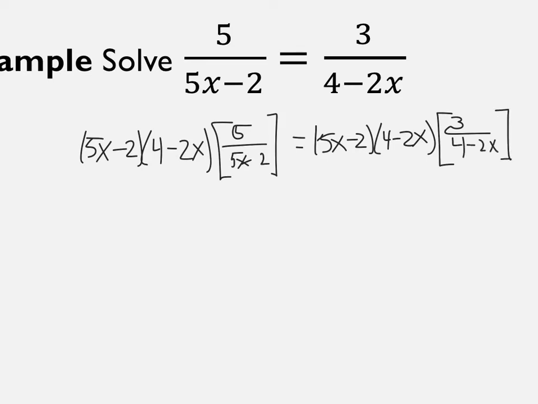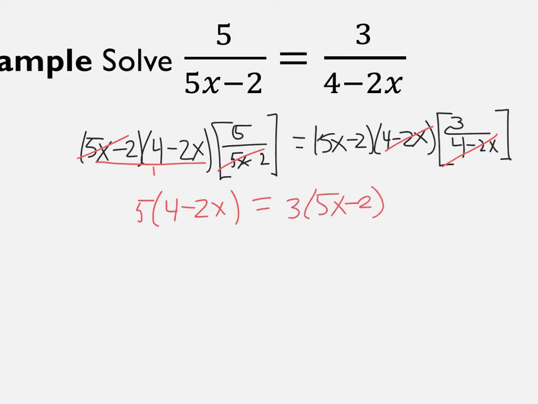Okay, so now in our next step, what we'll do is we'll eliminate things that match in both top and bottom. So remember when you multiply something on either side, it's like it over 1. So the 5x minus 2's will cancel, and on the left side of the equation, we'll have 5 times 4 minus 2x. On the right side, the 4 minus 2x's cancel, and we're left with 3 times 5x minus 2. Okay, so this becomes something simple for us to solve.